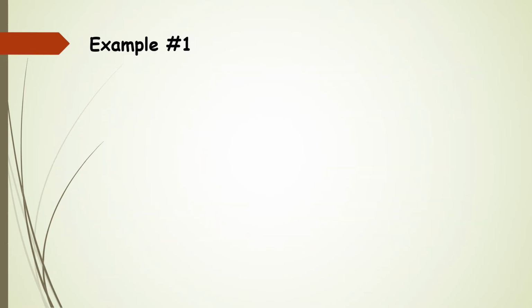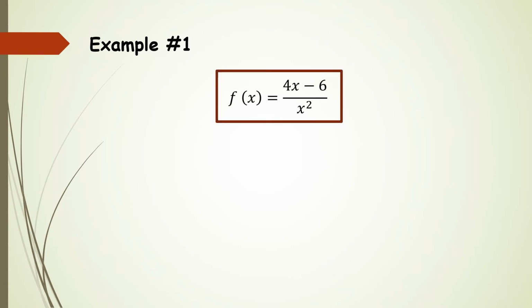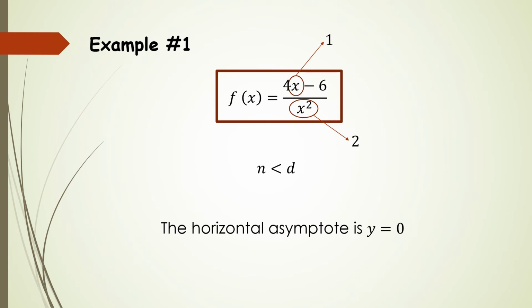Let's have example number 1. F of x is equal to 4x minus 6 all over x squared. So, ang degree ng ating numerator is 1, at ang degree naman ng ating denominator is 2. Therefore, we will have n is less than d, or the degree of the numerator is less than the degree of the denominator. Thus, the horizontal asymptote is y is equal to 0.